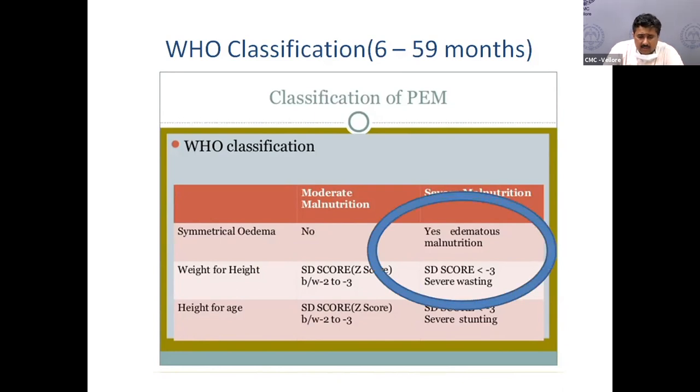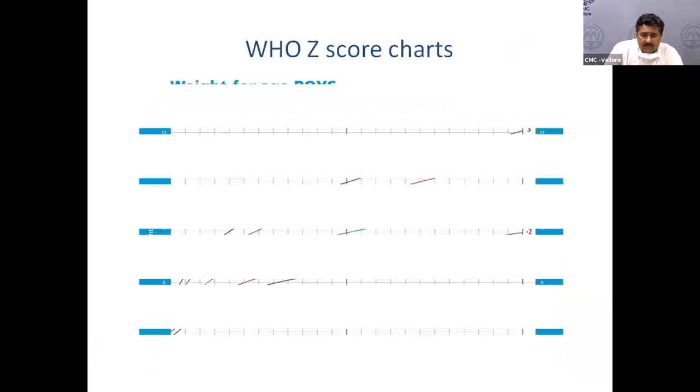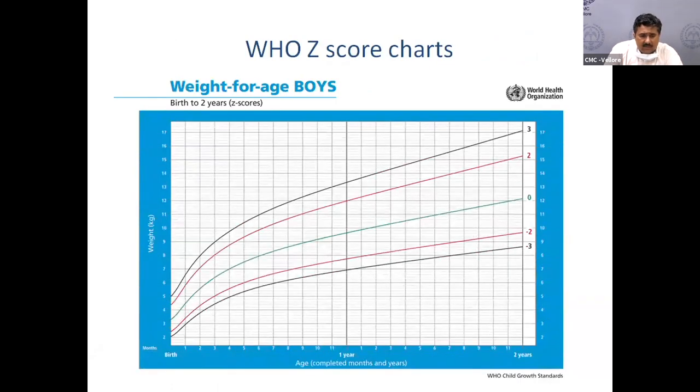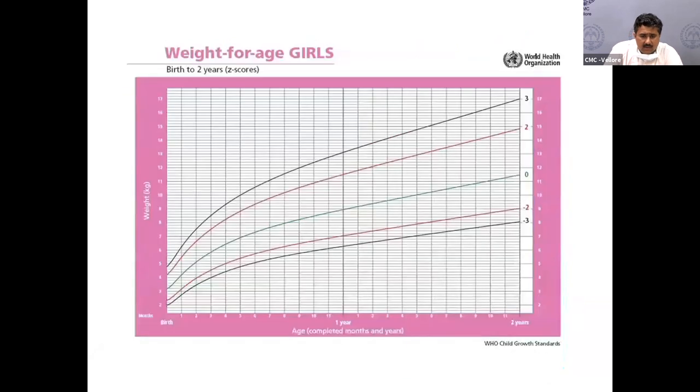With edema, or with a Z-score less than -3 standard deviation for weight for height and height for age, on the basis of WHO growth charts, Z-score charts, we can diagnose severe malnutrition. This severe malnutrition spectrum involves even kwashiorkor, marasmus, and marasmic kwashiorkor. So these are all the WHO Z-score charts. This is weight for age for boys and girls. We have different charts: WHO charts from birth to 2 years and 2 to 5 years.